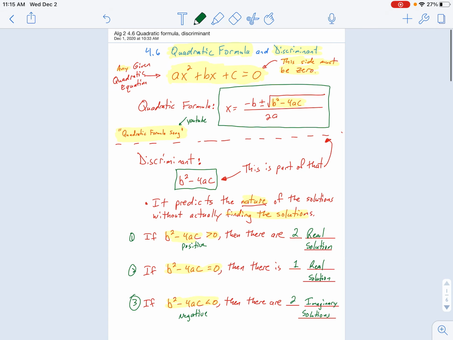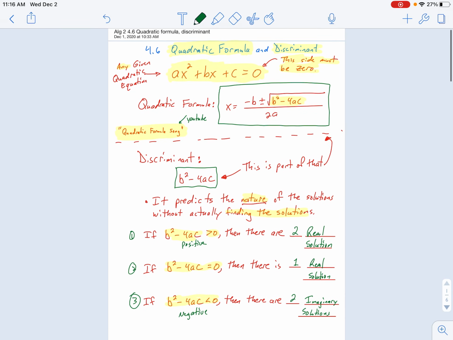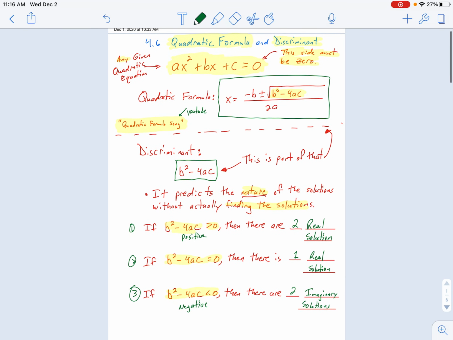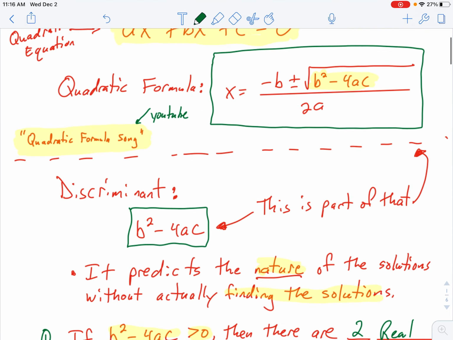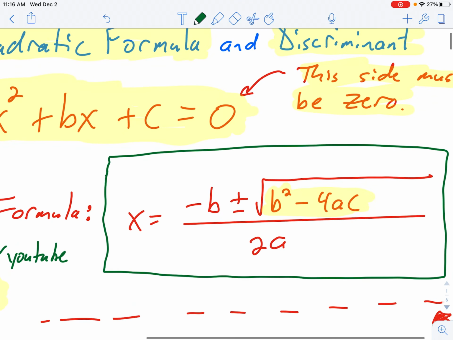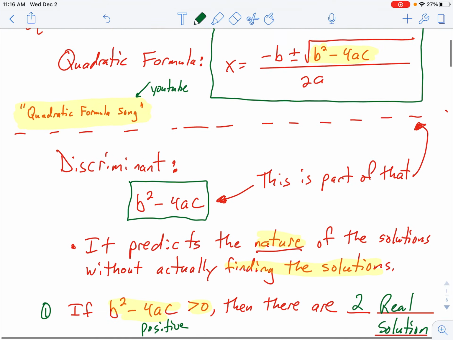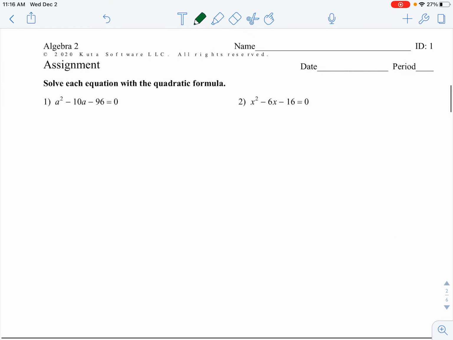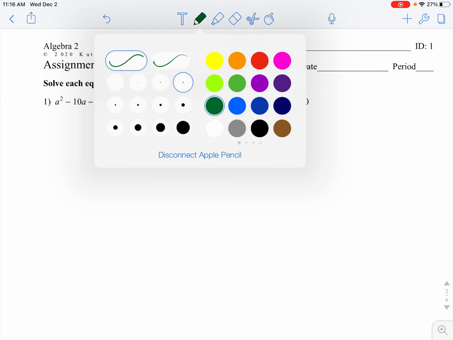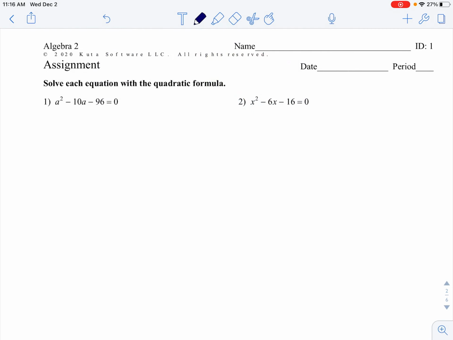Now, normally you either find the discriminant or you find the actual solutions. It just depends on the instructions that are given in the problem. Let me change. I'm going to go to dark blue here. So the first few exercises, the instructions say solve each equation with the quadratic formula.